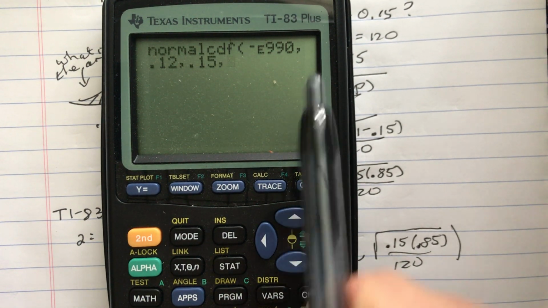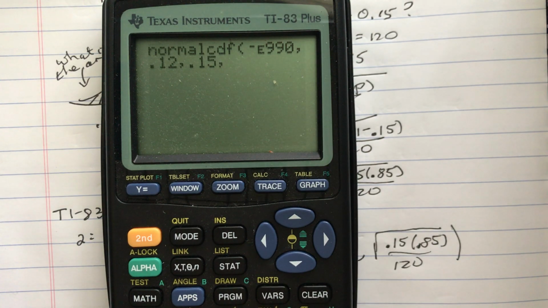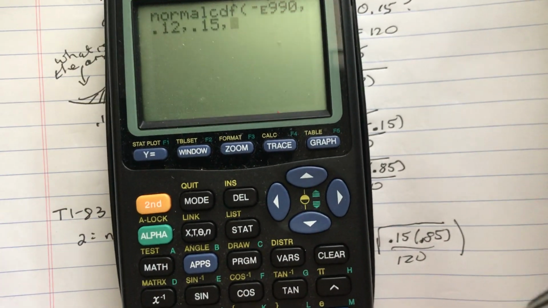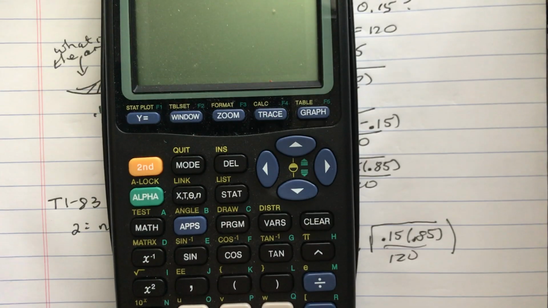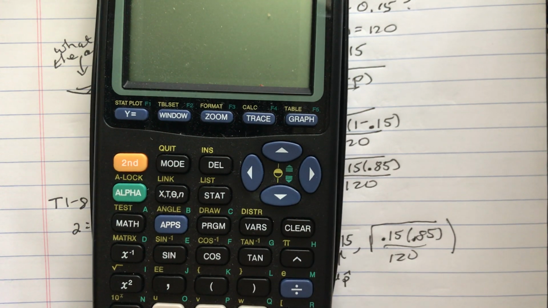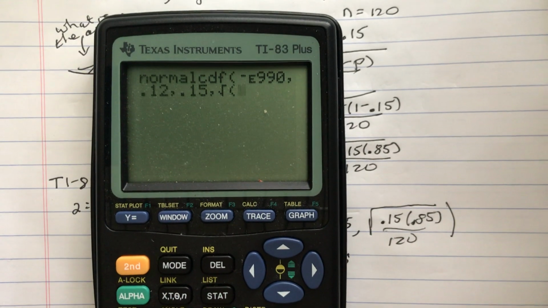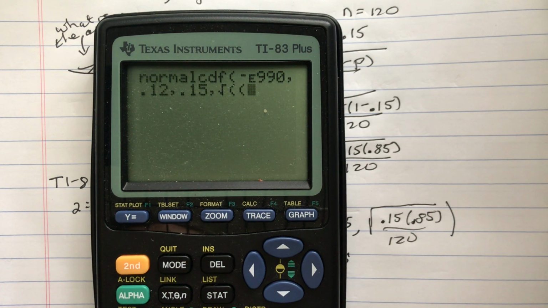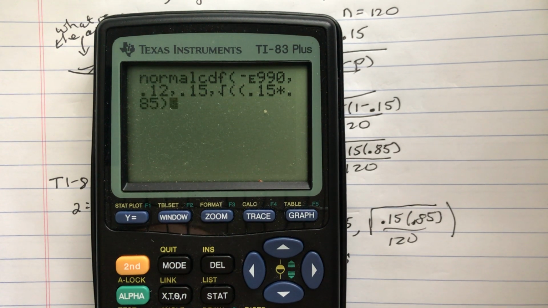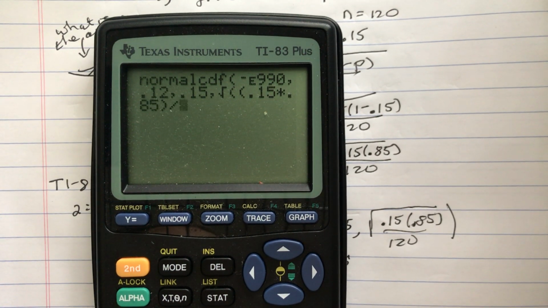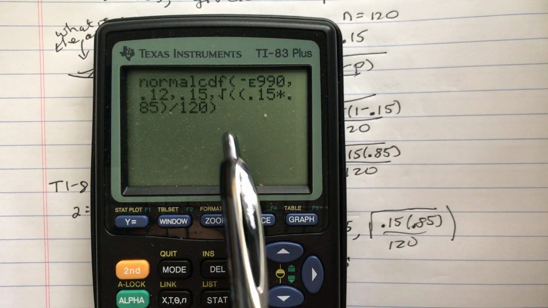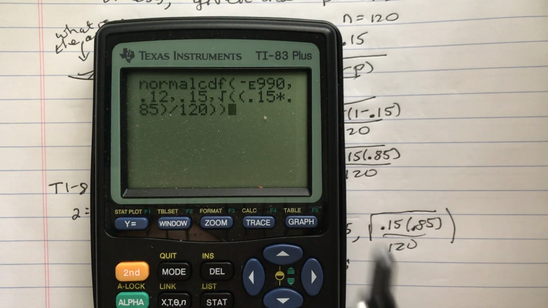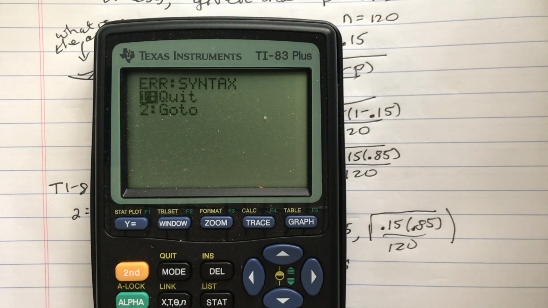Okay, so I'm putting in the left endpoint, the right endpoint, the mean, then I have to figure out the square root. The square root's over here in yellow. So I'll do second square root, and then I'm going to use as many parentheses as I can so I don't get this all wrong. I'll put parentheses 0.15 times 0.85, then divide by n. I just overdo it on parentheses because I don't want to get something off here. Okay, that should close the square root. I'll put another parenthesis to close the normal CDF. And nope.